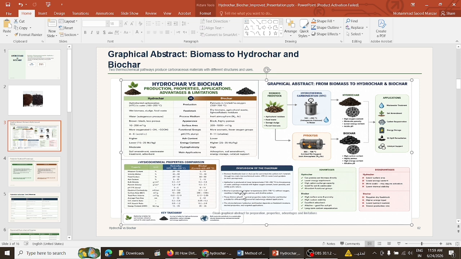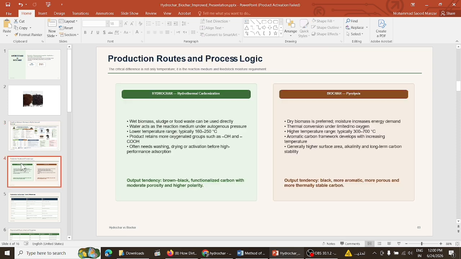Now we already talked about the schematic diagram, how it is processed and how it is made. We have already seen this in our laboratory. Now the advantages: you can see the advantages of hydrochar are that it can process wet mass and needs lower energy, whereas biochar has higher surface area, higher carbon stability, and is an excellent adsorbent. Biochar is alkaline, this is acidic. It requires drier feedstock and this requires water. So these are some of the advantages and disadvantages of biochar and hydrochar.